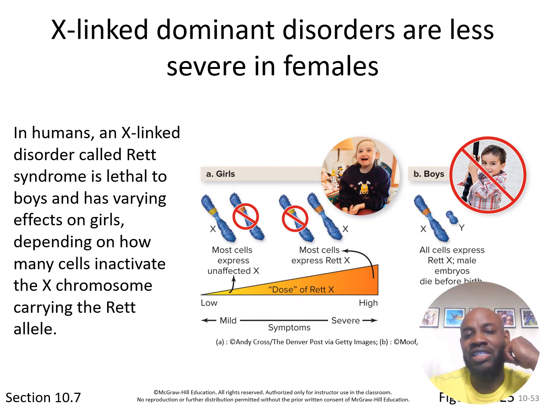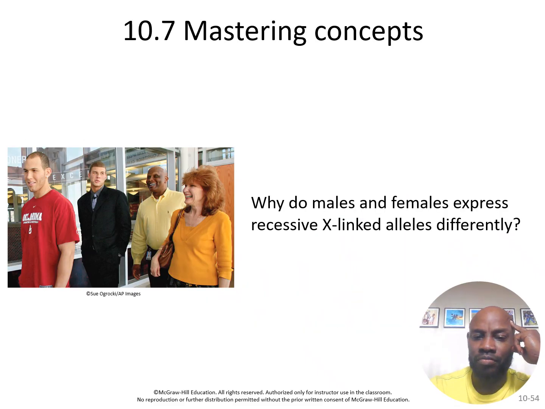In humans, X-linked dominant disorders are less severe in females, which makes sense, because females get one from mom, one from dad. But in humans, an X-linked disorder called Rett syndrome is lethal to boys and has varying effects on girls depending on how many cells inactivate the X chromosome carrying the Rett allele. So the X can be inactivated. There's a question about that.